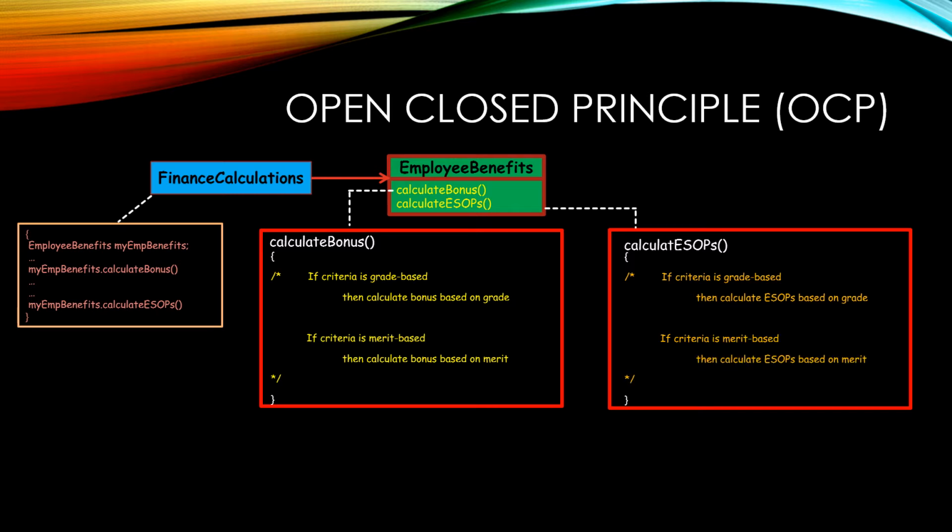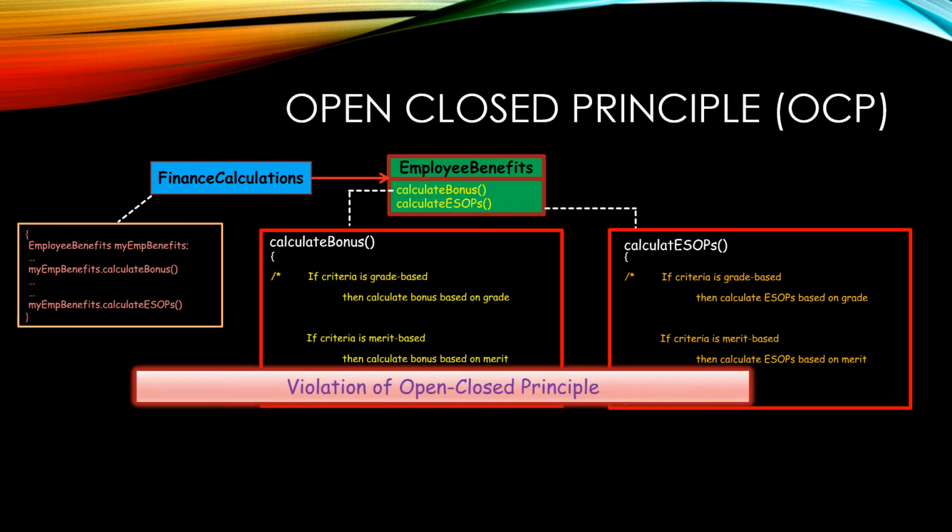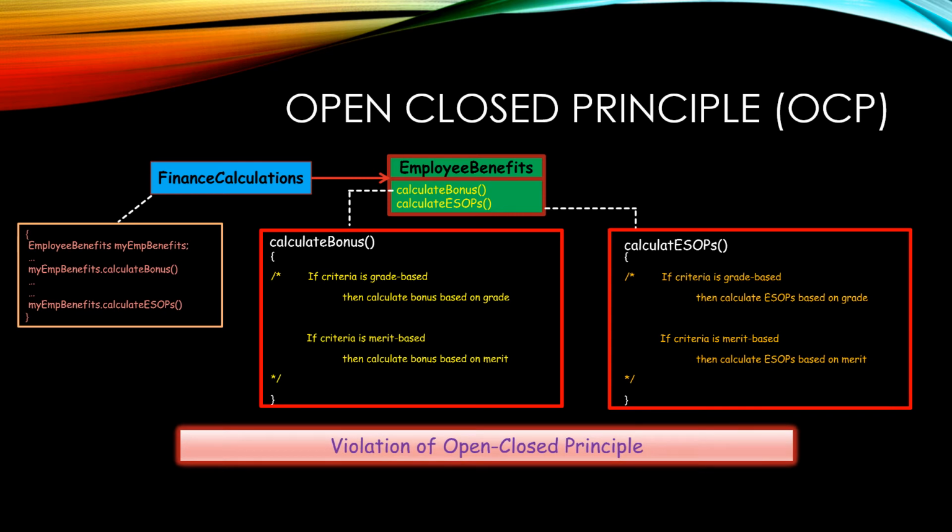Now, this is an example of violation of open-closed principle. Why? Because what we have done is we have modified an existing, fully functional, in-production class in order to add a new functionality.